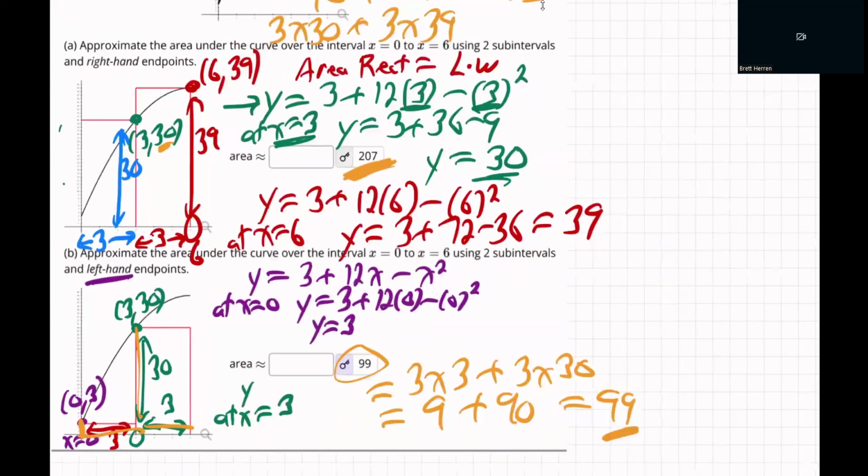We can clearly tell that these two rectangles are an overestimate. Here's the curve. The area under the curve, these two rectangles go over that. So this is an overestimate, way over. And these rectangles leave a lot of area out. This is a serious underestimate. So the real area underneath the curve is somewhere between 99 and 207. How would you find the real area? You have to take more boxes. This is only 2 boxes. And we saw in earlier examples, the more boxes you take, the tighter the fit, until you have an infinite number of boxes and a perfect fit. That's the idea.